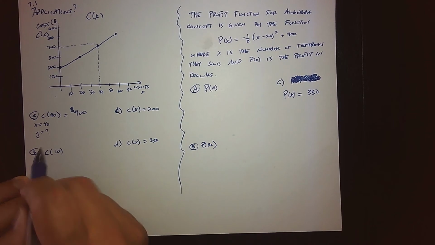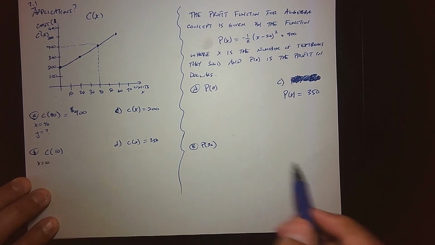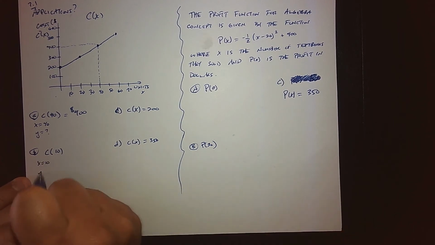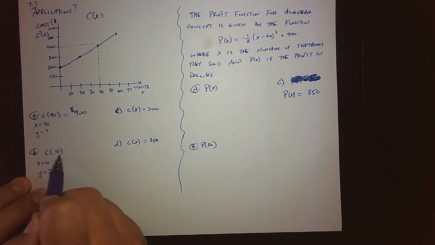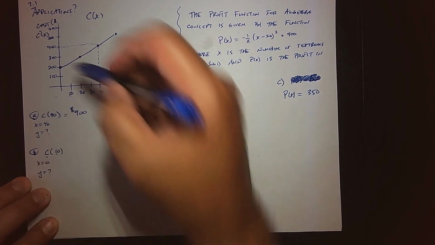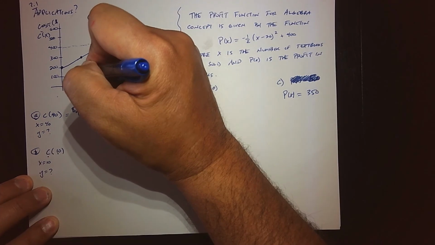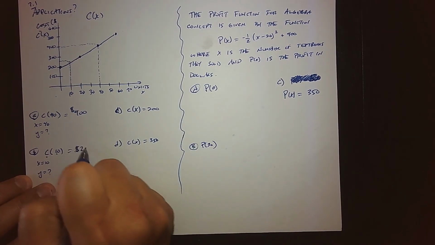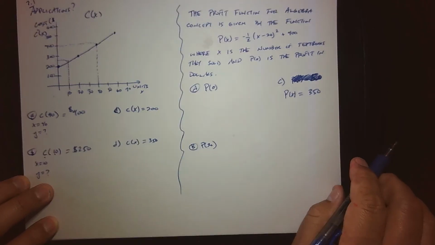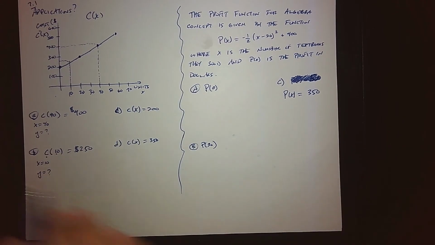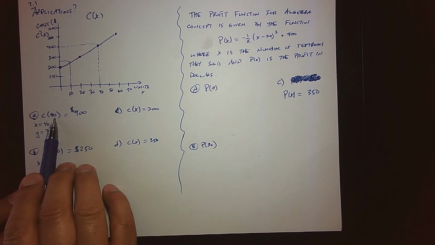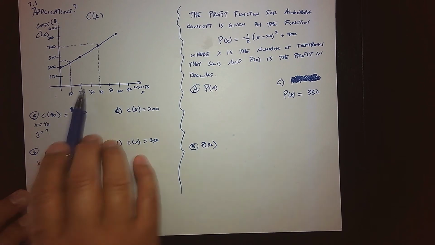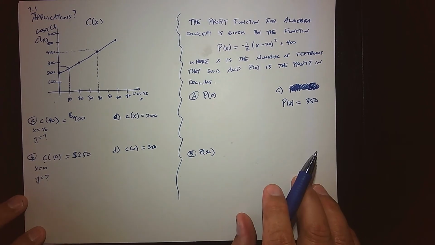C of 10, again, translating that, x is 10, and we're trying to find the output, c of 10. What is the output of the function c when you let x equal 10? So I'll go to my graph. Here's x equals 10, and based off of this graph, giving a rough estimate, I'd say it's right around $250. Okay, so again, we're continuing to use our function notation, input, find the output, and in this case, we're using a graph to find those values.